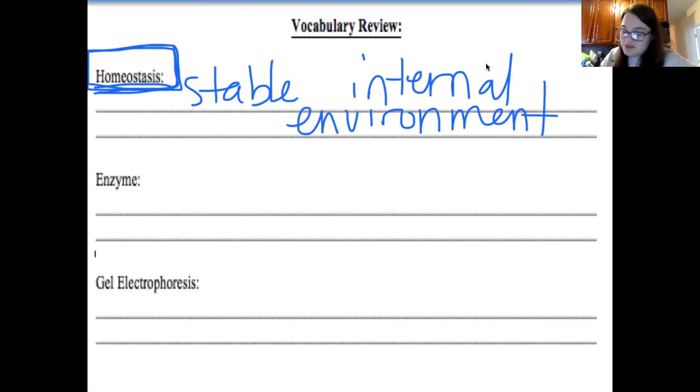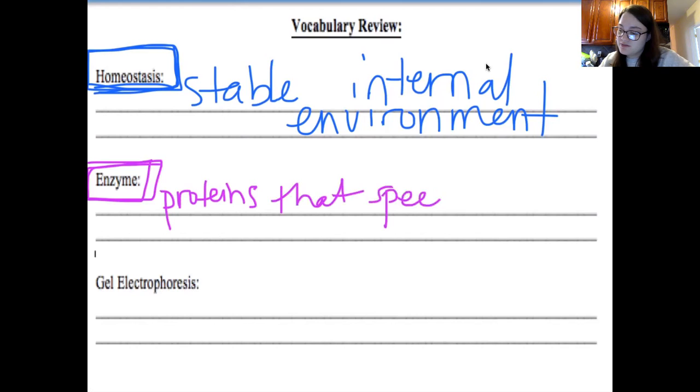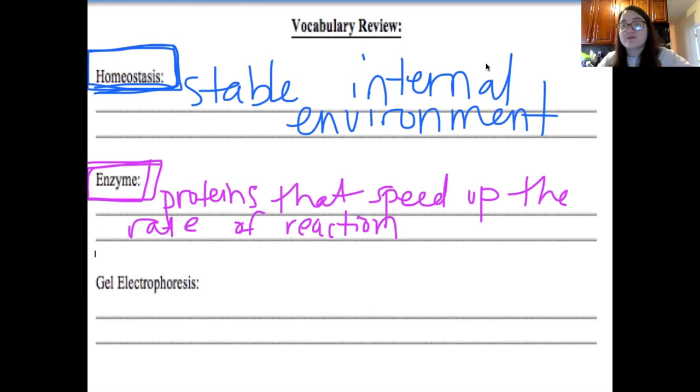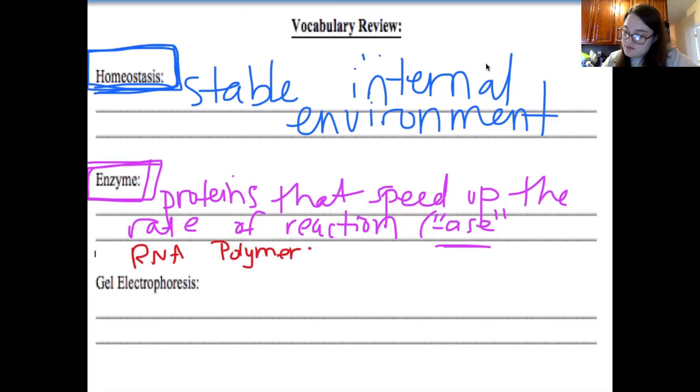All right, the next vocab word is enzyme. Now, if you think way back to, I think it was Unit 2 or Unit 3, we talked about enzymes, but we keep seeing enzymes pop up in each of our units. So I wanted to refresh you on this definition. Enzymes are proteins, remember, that speed up the rate of reaction. So they make processes that would normally happen pretty slow, they make them happen faster. And remember that an easy way to spot an enzyme is that it ends in the 3 letters ASE. So recently we talked about restriction enzymes. We also talked about RNA polymerase. Remember that ASE means it's an enzyme.